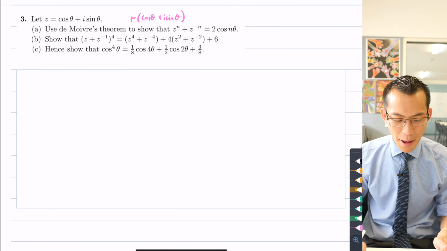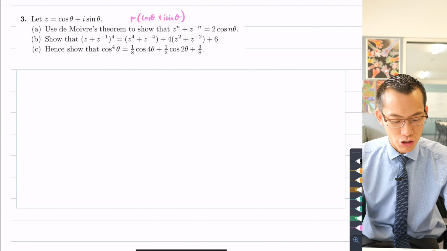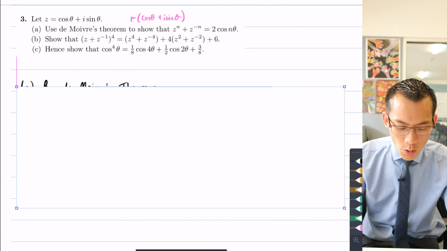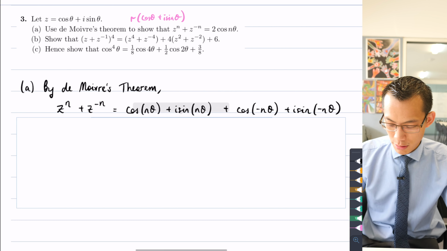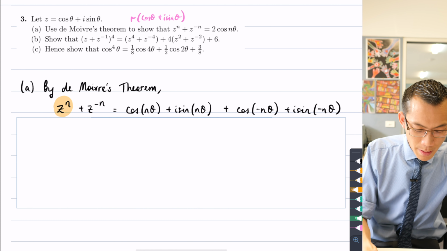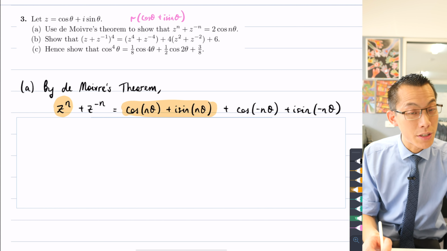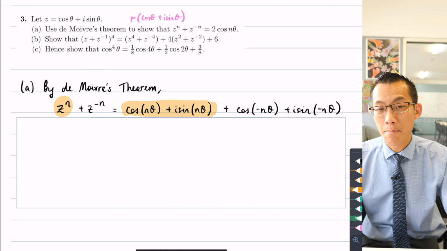You can see I've got it pre-written and hidden here, but this question wouldn't make sense if I didn't show it to you at least briefly. So let's walk through what this result is. What I can say is, by De Moivre's theorem, by definition, we get this result here. You can see that z to the power of n has the same effect as just multiplying the arguments of our z, which we defined as cos theta plus i sine theta, by n.